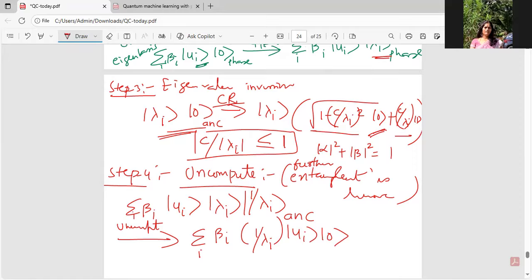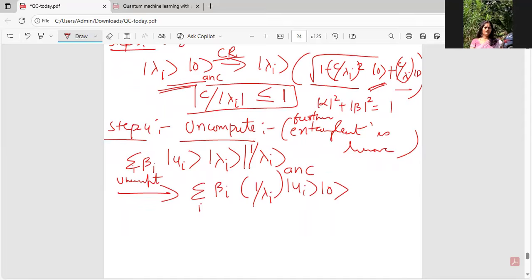So what happens here once I have got this, I can clearly see my lambda has gone reciprocated. What happened to my lambda? It got reciprocated. So what I'll be getting is beta I by lambda I ket ui. This is the measurement of ket 0, guys. What is the value or probability of measurement of ket 0? If you ask me, this is it.